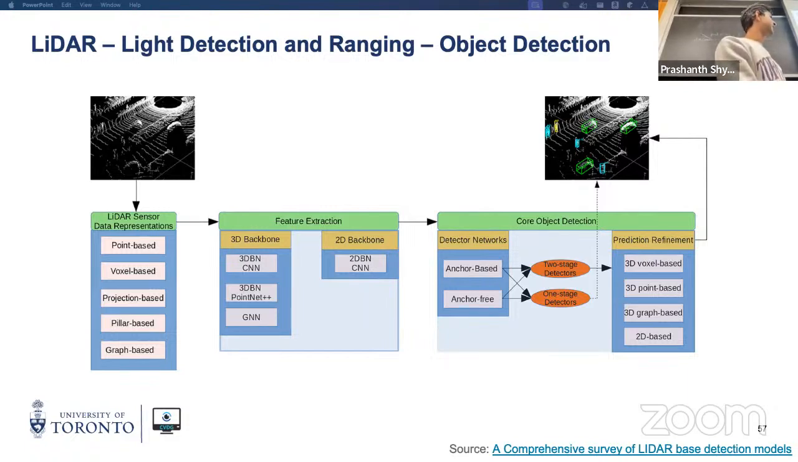And then there's pillar-based, where you take pillars of the 3D point cloud, like a 2D cuboidal embedding. And then graph-based, where you try to join points on the point cloud to make certain graphs across the entire space.